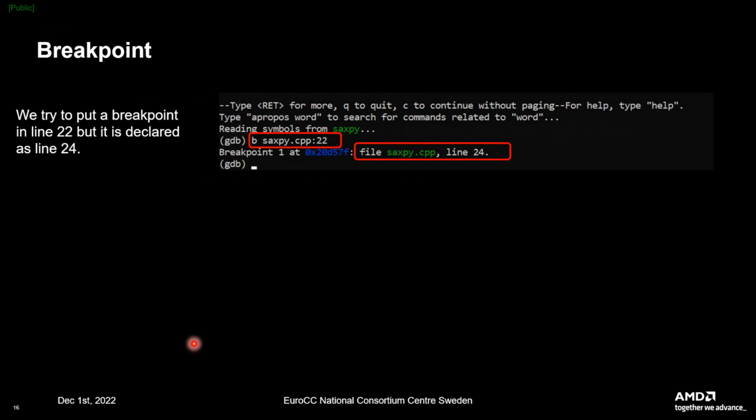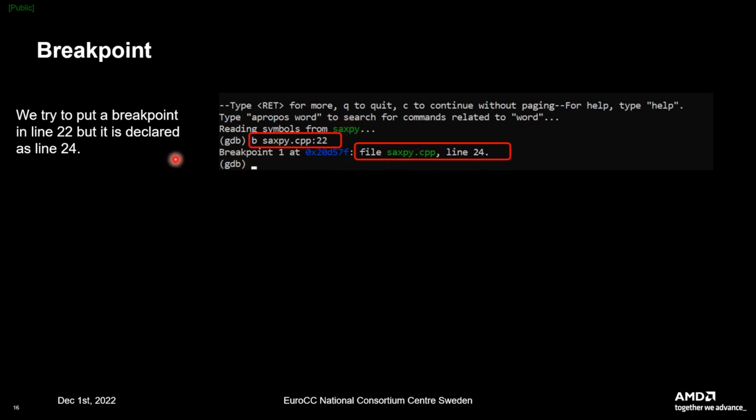Let's say I want to investigate a certain section of the code, and when that portion of the code has been executed, I want to put a breakpoint so that the execution stops. You can do that just by saying b or break, and then you provide the name of the file and the line number. For example, I'm saying I want to put it at line number 22. But you can see here it says that breakpoint 1 was added to the file, but at line 24. So I told it to put the breakpoint at 22, but it declared it as line 24.